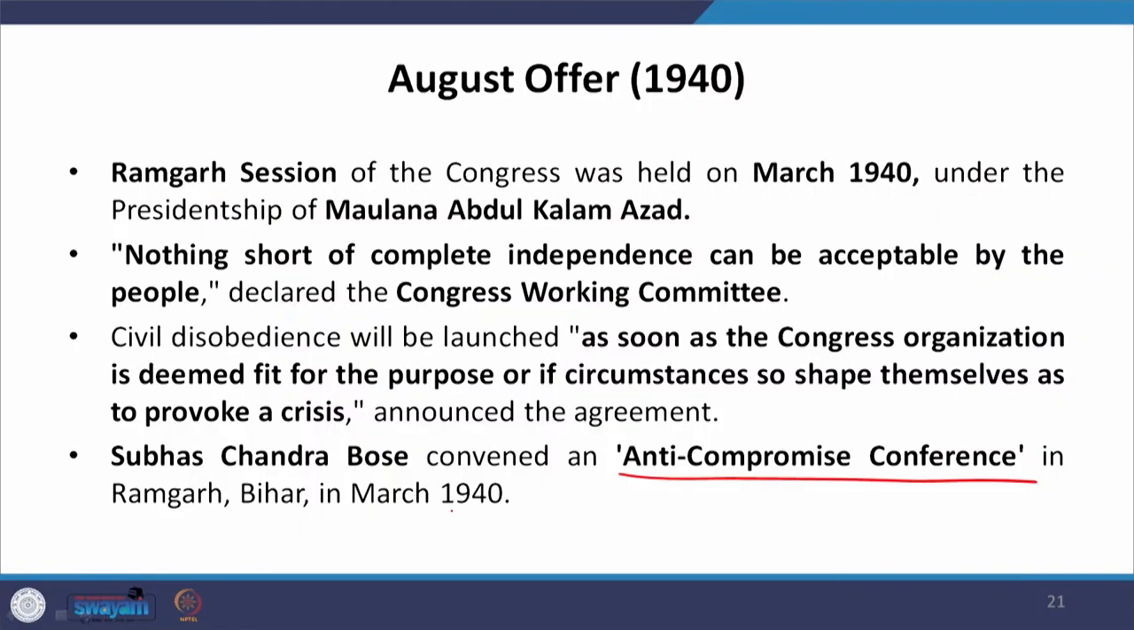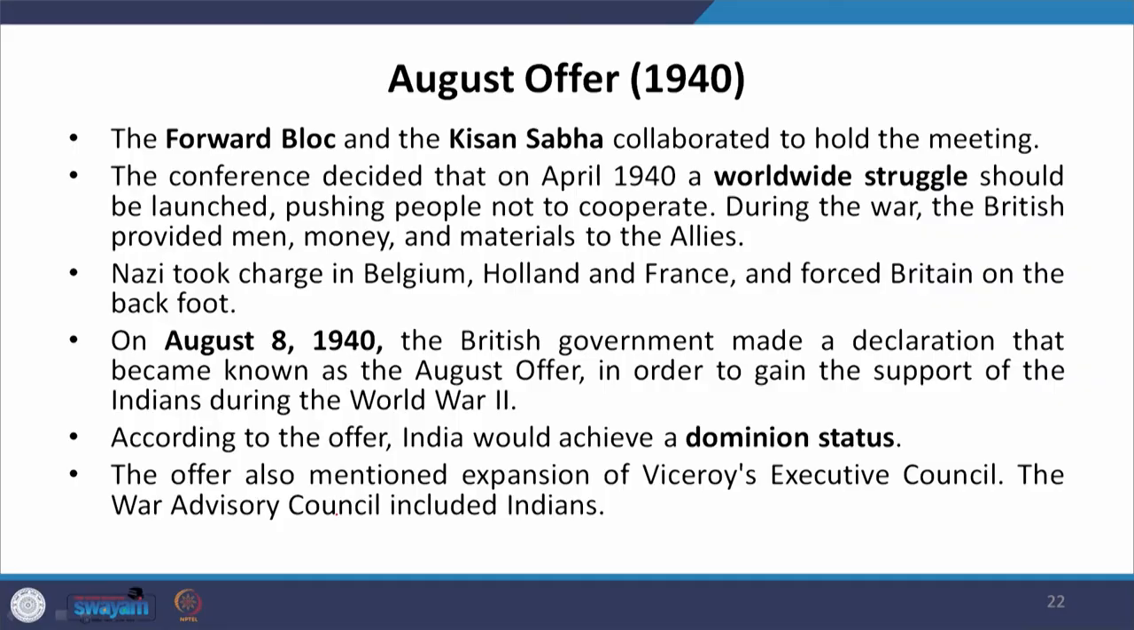And we see that in Ramgarh, Bihar, Subhash Chandra Bose actually convened an anti-compromise conference in March 1940. The Forward Bloc and the Kisan Sabha collaborated to hold the meeting. The conference decided that in April 1940, a worldwide struggle should be launched that pushed people not to cooperate. And during this war, the British provided money, men and materials to the Allies.